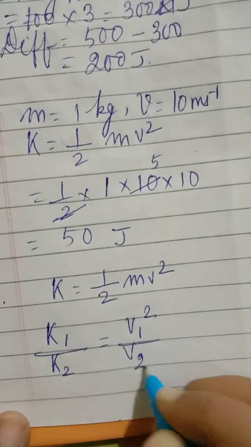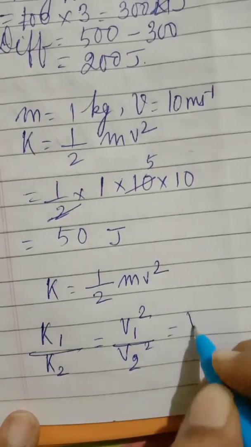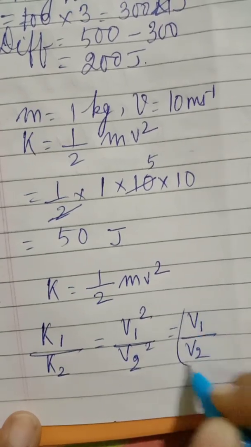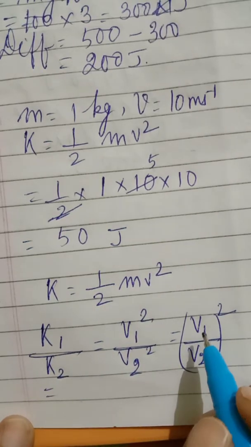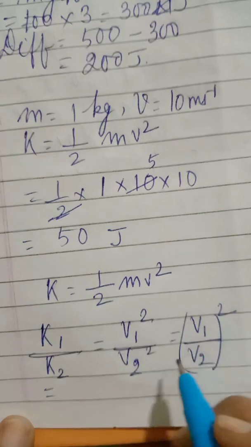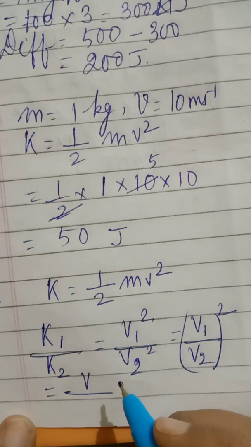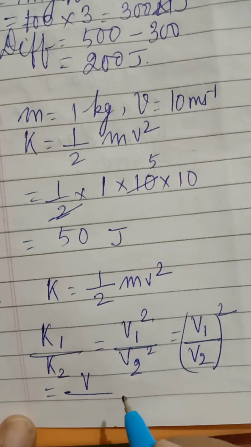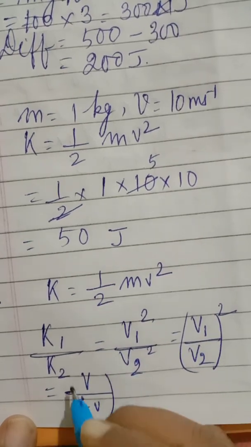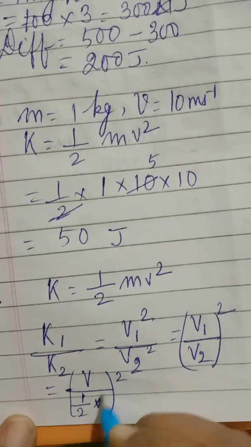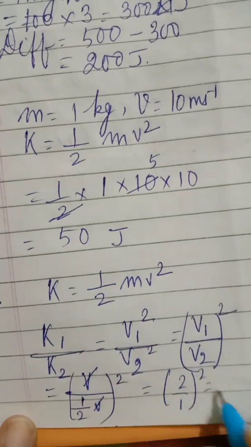K1 by K2 will be v1 square by v2 square, so we can write it as v1 by v2 whole square, which is equal to v1, let's take it as v, and v2 means, as it's given that the speed of the car is halved, it has become half of v, whole square. So v and v will be cancelled, and it will be 2 by 1 whole square, that is 4.